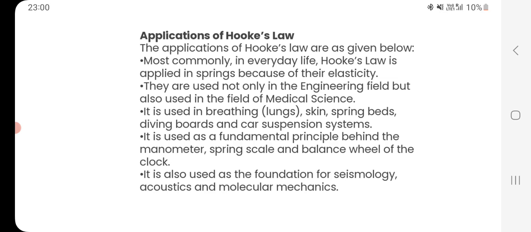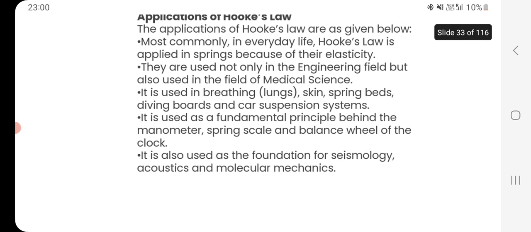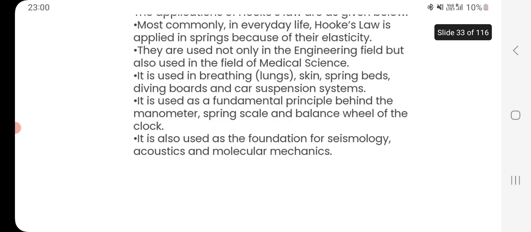It is used in breathing, lungs, skin, spring beds, diving boards, and car suspension systems. It is used as a fundamental principle behind the manometer, spring scale, and balance wheel of the clock. It is also used as the foundation of seismology, acoustics, and molecular mechanics.